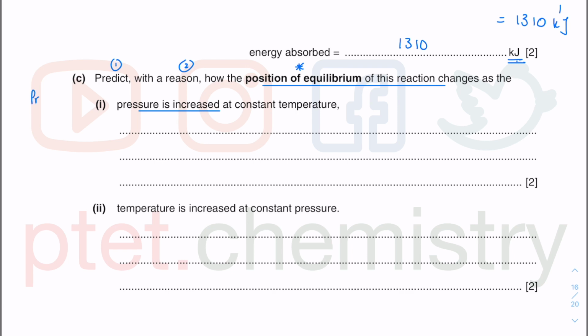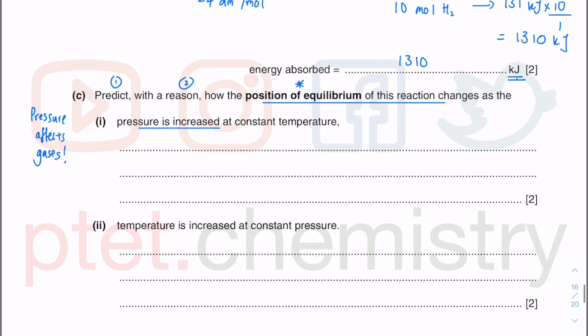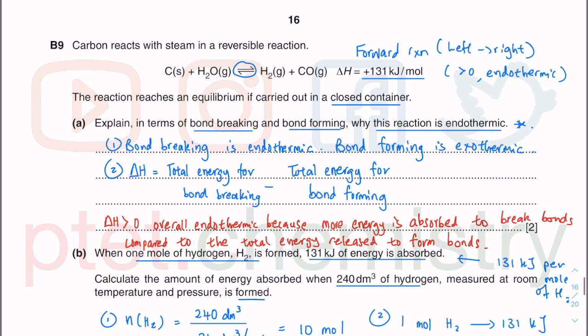Pressure affects gases. That's the first thing you have to think about. Pressure affects gases a lot, so you have to count the moles of gases on the left and on the right. On the left, we have H2O as a gas, which is steam. And on the right, we have gaseous hydrogen and gaseous carbon monoxide. So this is a solid, which doesn't count because solids don't exert as much pressure as gaseous molecules. We have 1 mole of gas on the left, 1 plus 1, 2 moles of gas on the right.